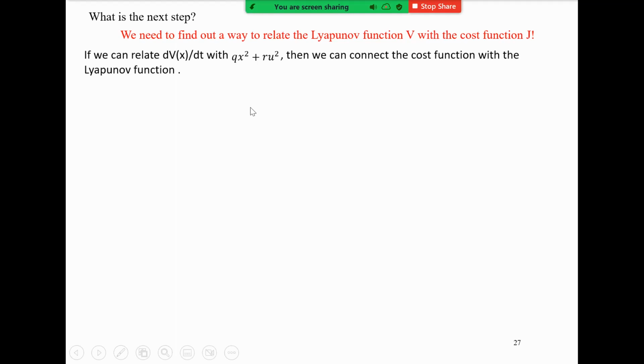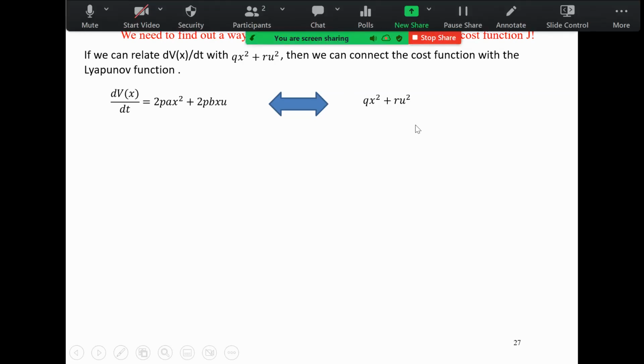So if we can relate the change rate of this Lyapunov function with the Qx squared and Ru squared, which is the integrand of the integral for the cost function, then we can connect the cost function to the Lyapunov function. So here let's just write down the expression of this change rate of the Lyapunov function and the integrand of the cost function, Qx squared plus Ru squared.